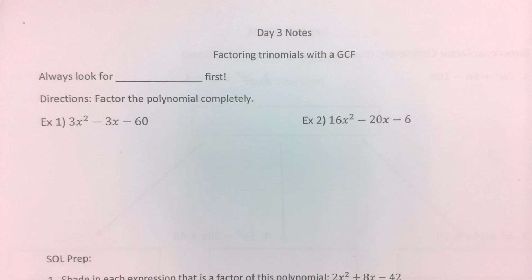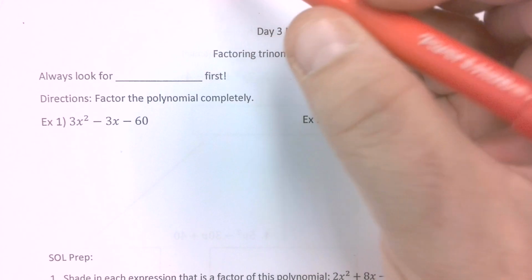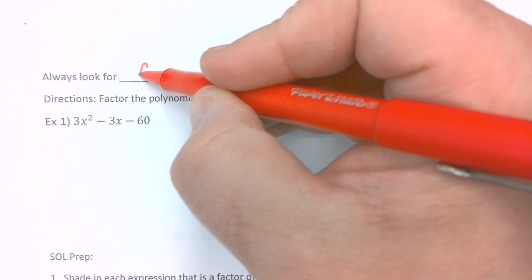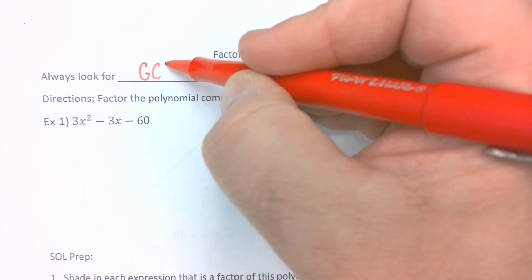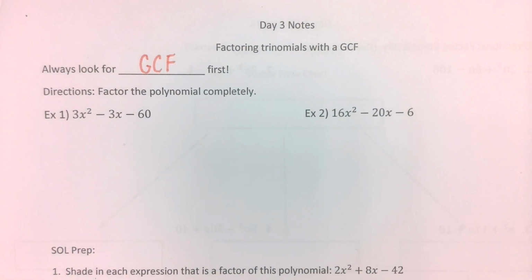Okay? So last class we talked about factoring trinomials, and today we're going to be talking about adding one step to that, and that is, in any trinomial problem, you should always be looking for your GCF, or your greatest common factor, as your first step. Okay? So let's take a look at this first problem and see what the additional step would be.